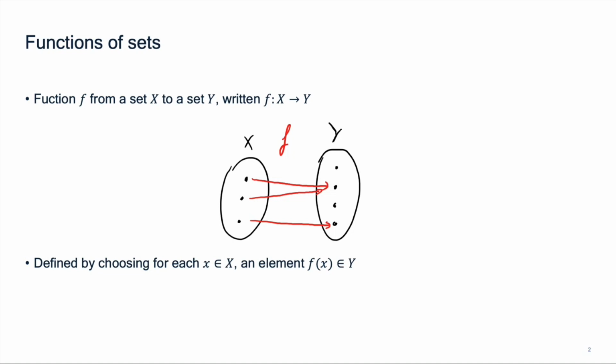So let's start with something we all know, functions of sets. If we have a function f from a set x to y, we can write that as f from x to y. And if we look inside of this function, we see that x has some elements, y has some elements, and f is a choice of element in y for each element in x. So far, so good, I hope.